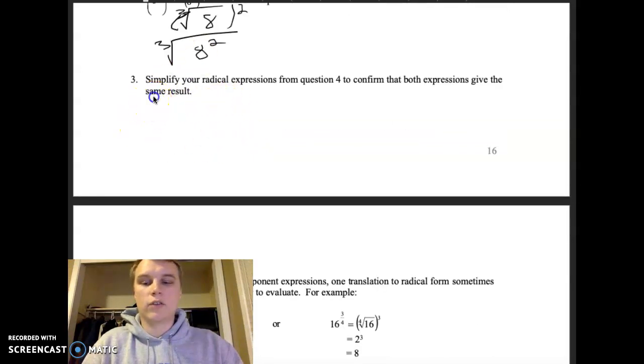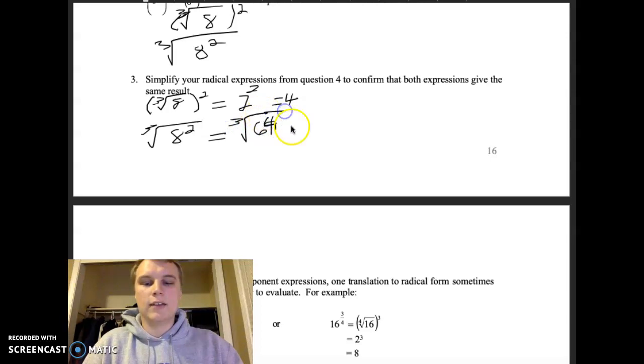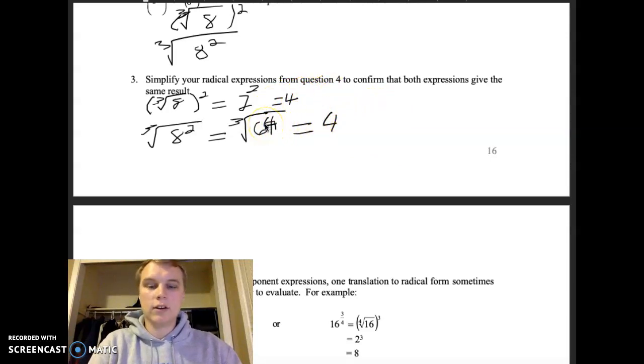So if I solve the first one, the cube root of 8, squared, the cube root of 8 is 2. Then we're going to square that. That equals 4. Now for the next one, we have the cube root of 8 squared. When we do 8 squared, we get 64. It's harder to tell, but the cube root of 64 is going to be 4. So we can see that both methods get to the same answer.